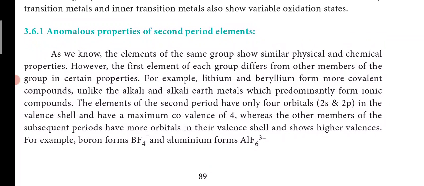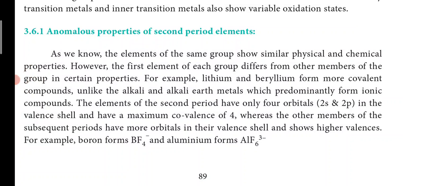Now moving on to the anomalous properties of second period elements. As we know, the elements of the same group show similar properties. However, the first element of each group differs from other members of the group in certain properties. So what they are saying is, although some properties are similar group-wise and period-wise, the first element of all the groups is different from the other elements of the same group.